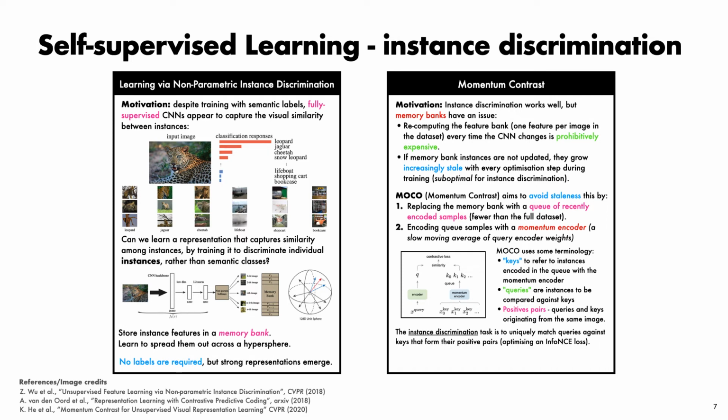The instance discrimination task is then to match up queries against the keys that represent their positive pairs using what's known as an InfoNCE loss, which is essentially a standard cross-entropy softmax. Finally, the resulting query encoder then provides a useful representation for downstream tasks.